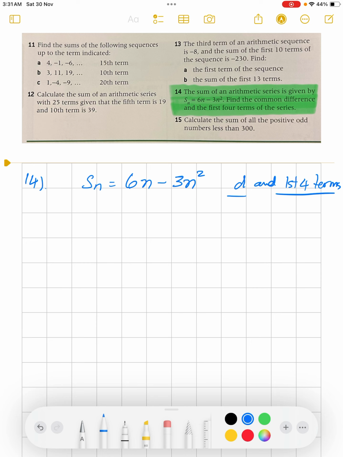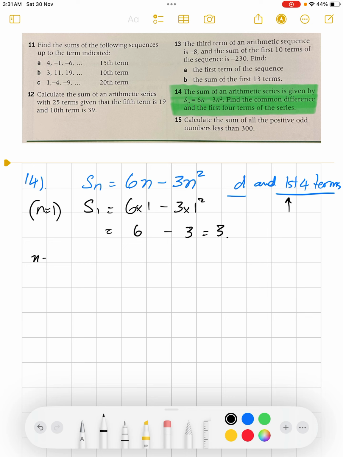Well, here we go. We don't know what u1 is, but we can find the sum of the first term. If we find the sum of the first term, n equals 1, that will tell us the sum of the first term. So the sum of the first term is 6, take away 3 is 3. Well, we know the first term already. That's going to help us here.